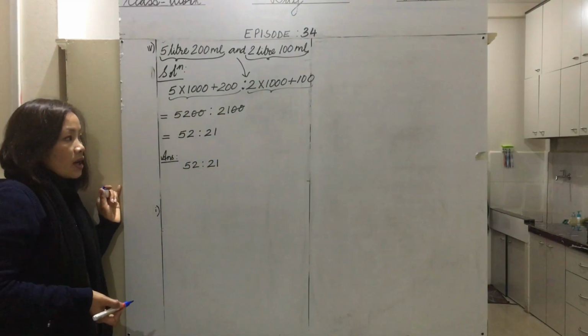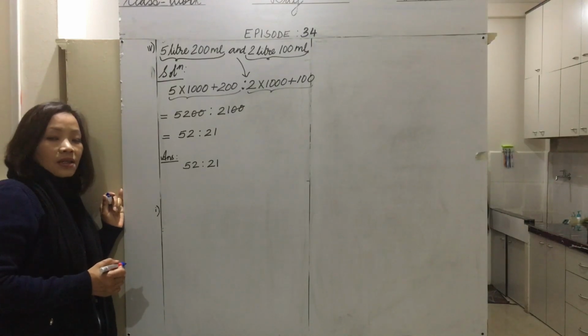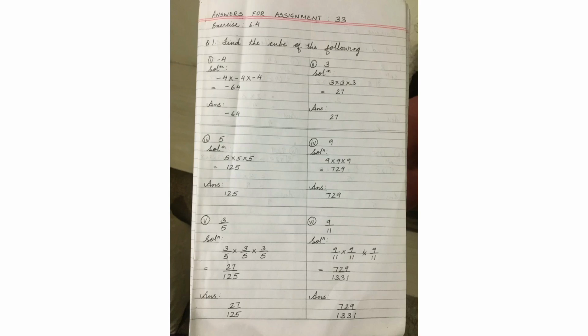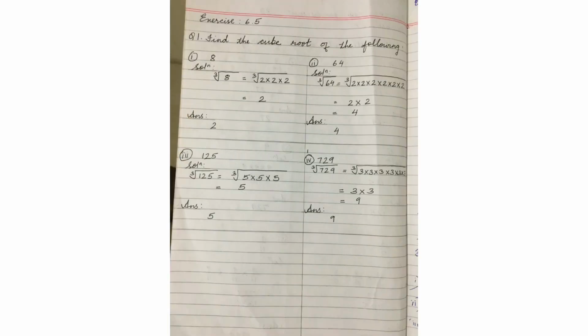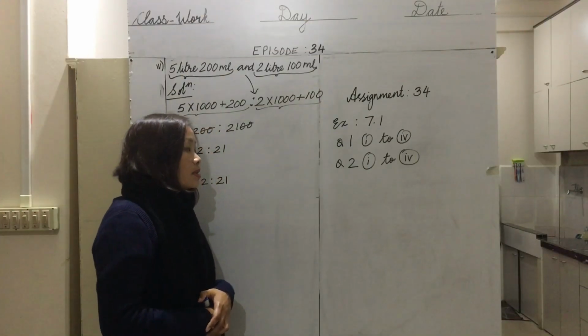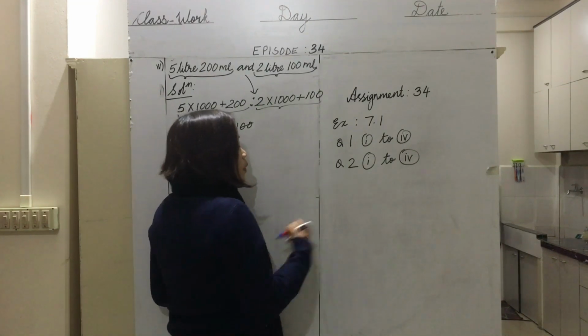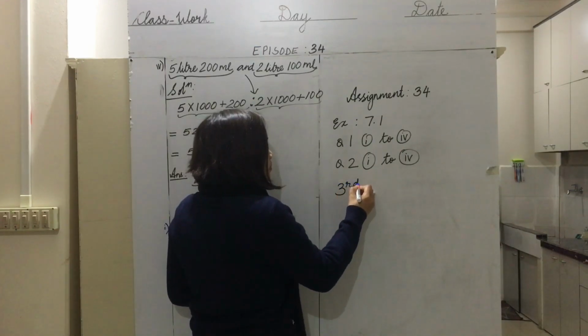Now before I give you the new assignment, let us check the answers of your previous assignment. For your assignment number 34, exercise 7.1 from your Galaxy textbook, question number 1, sum number 1 to 4, question number 2, sum number 1 to 4. You will submit this assignment before 3rd February.